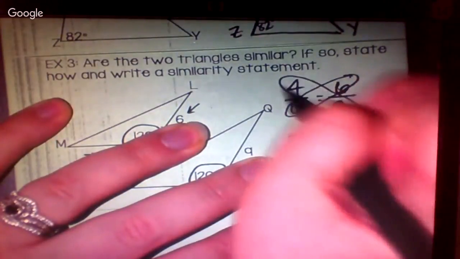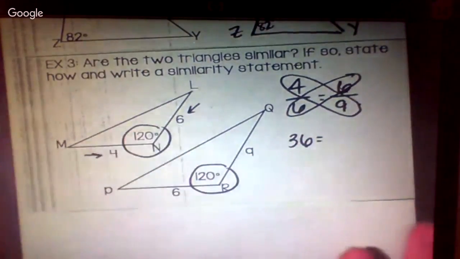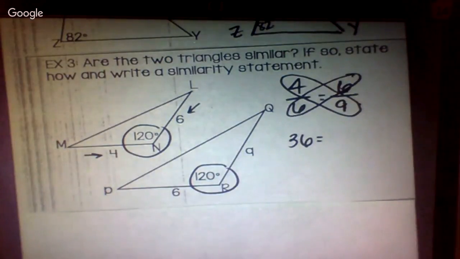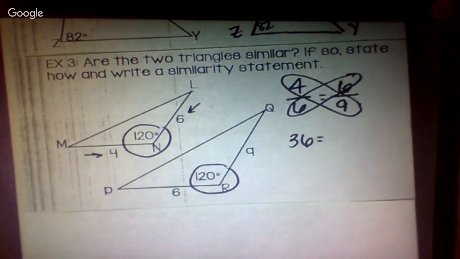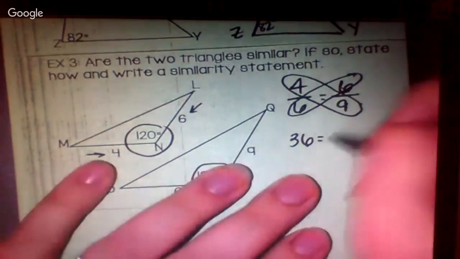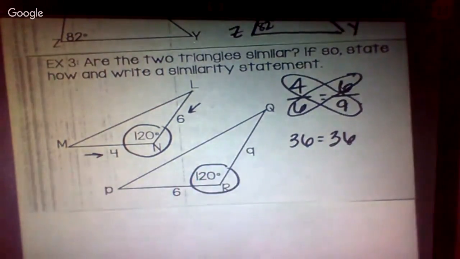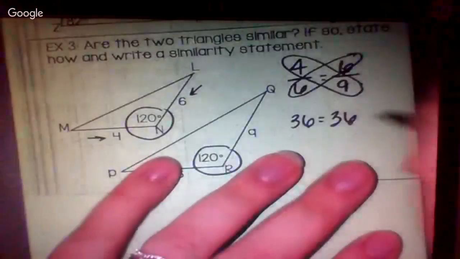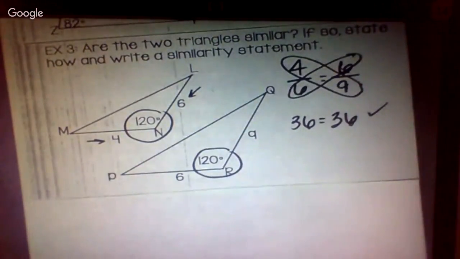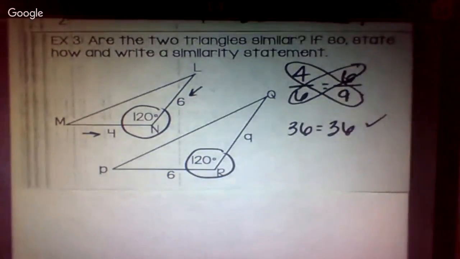Fantastic. Mr. Meza, what's 4 and 9? 36. Does that equal? Yes. This is fantastic. So now you just told me, according to my pictures, I have two of the same angle and my sides are proportional. So guess what? The triangles are similar.